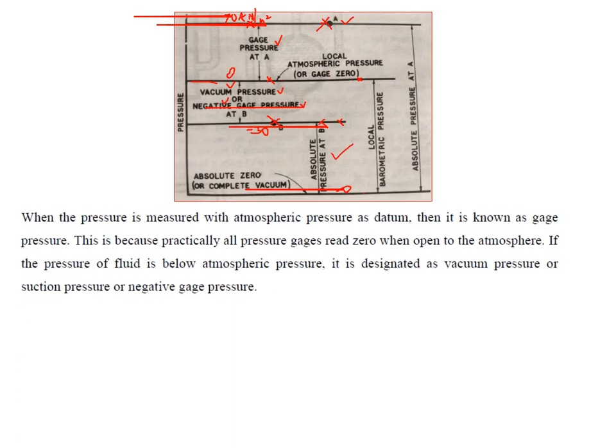So now you understand that if atmospheric pressure is taken as the datum and read, then it is known as gauge pressure. If anything above 0 starts reading, then it is positive gauge pressure. Anything below 0, then it is vacuum pressure or negative gauge pressure. But in complete vacuum, absolute 0 pressure exists. So if you take absolute 0 as the datum and start reading the pressures, then it is known as absolute pressure.